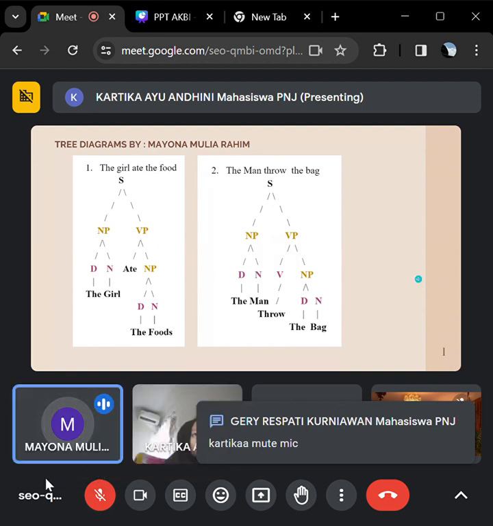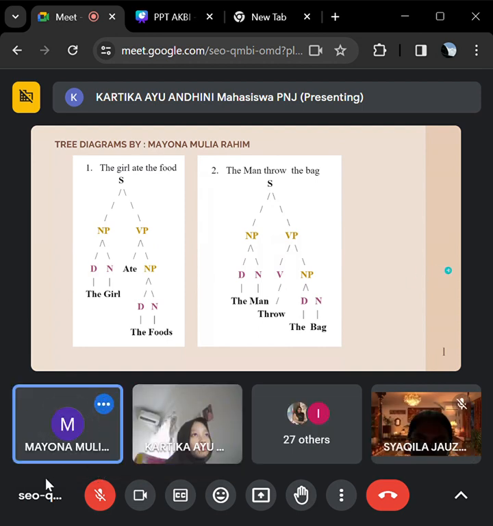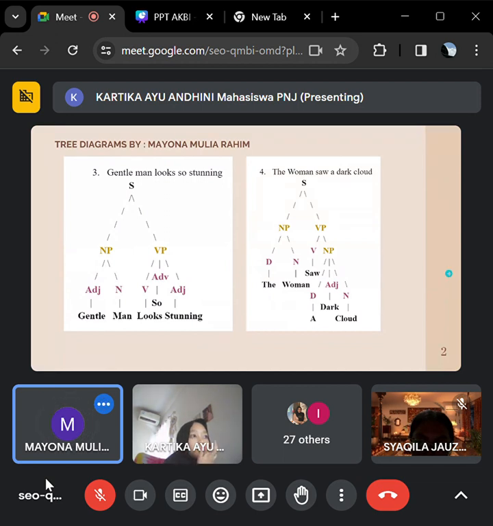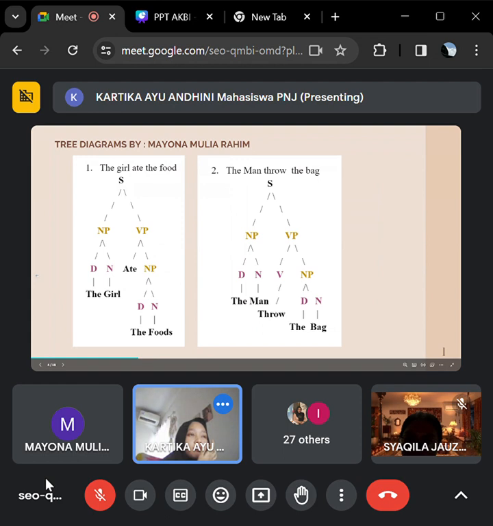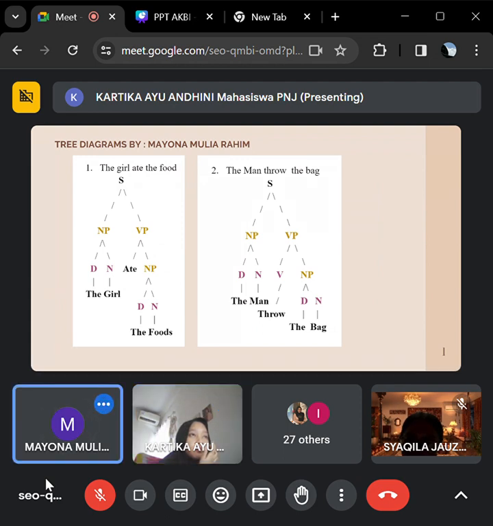The word for determiner is the, and the word for noun is man. And for verb phrase, there are verb and noun phrase. The word for verb is true, and in the noun phrase, there are the determiner and noun. The word for determiner is the, and the word for noun is the.